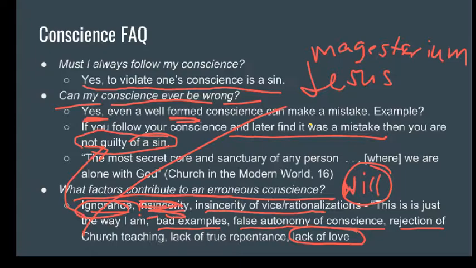So those are some frequently asked questions on conscience. Now, let's take a look at the next slide.